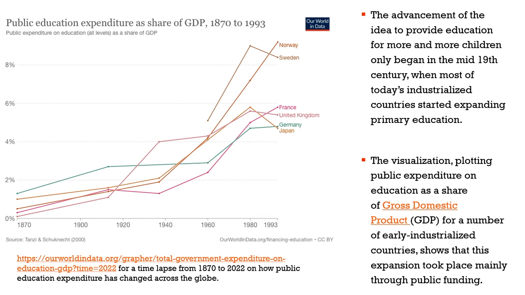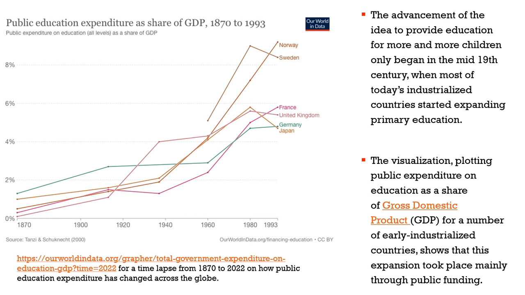So, let us first look at this figure here, which shows public education expenditure as a share of GDP between the period 1870 to 1993. I found this to be particularly interesting because this figure tells us that the advancement of the idea to provide education for more and more children only began in the mid 19th century, when most of today's industrialized countries had started expanding primary education. Most of the industrialized countries today started expanding their primary education with the help of public expenditure on education. And this visualization plots public expenditure as a share of GDP on the y-axis for a number of early industrialized countries, and shows that this expansion took place mainly through public funding.